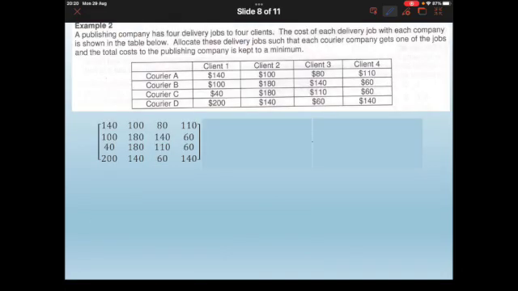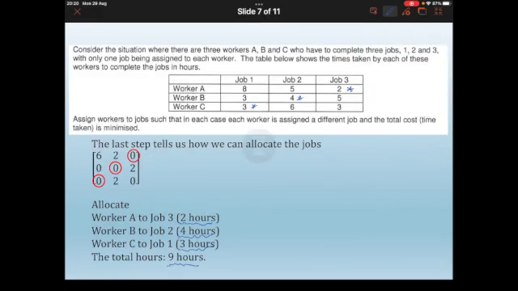Of course, if you like, you can actually draw the bipartite graph. So you've got A, B, C, and job 1, 2, 3. So A is assigned to 3, B is assigned to 2, C is assigned to 1. Alright, so that's if you need to draw a bipartite graph.